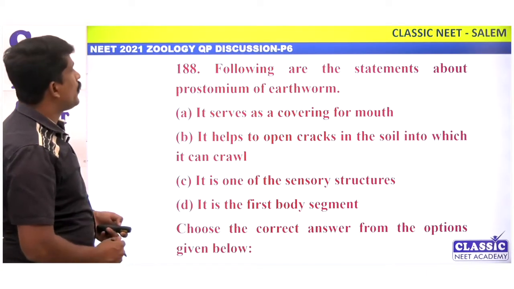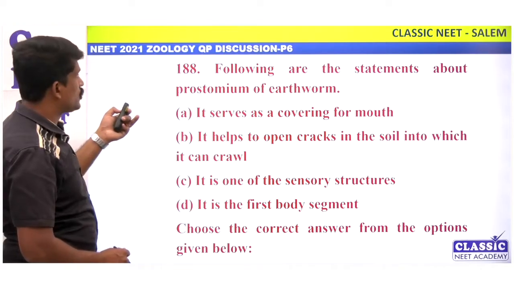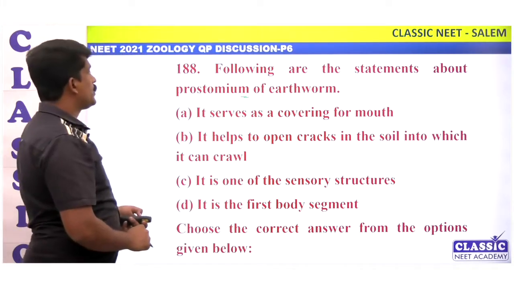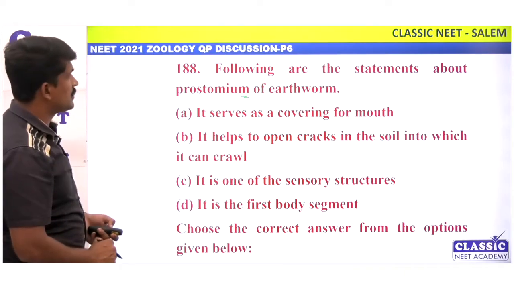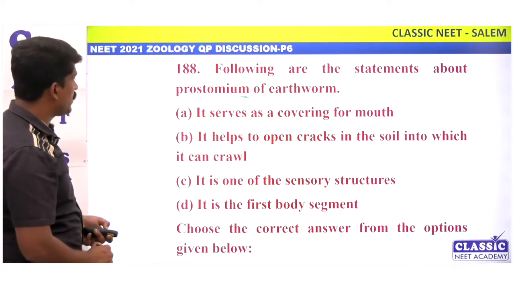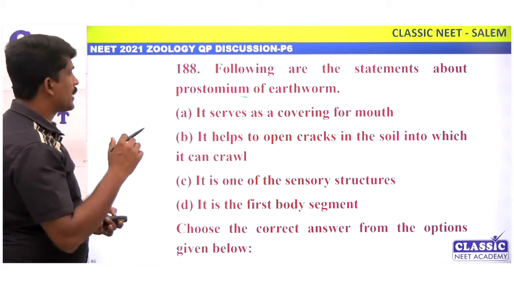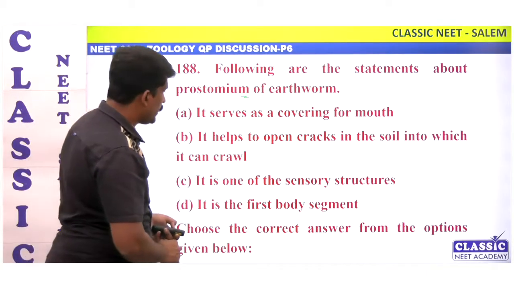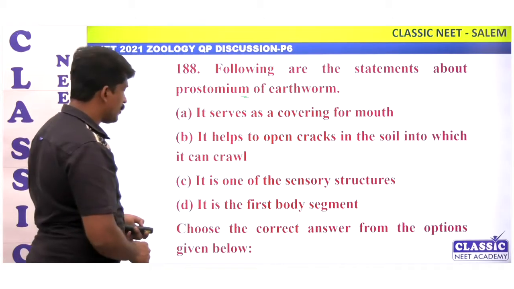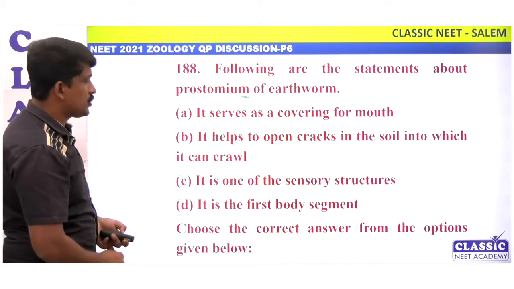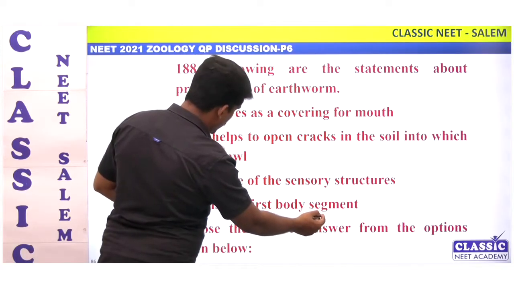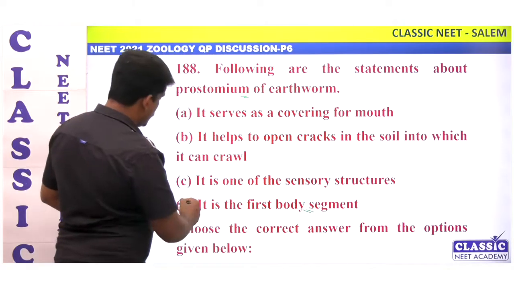Very good. Following are the statements about the prostomium of earthworm. Prostomium of earthworm. Please go through the options. It serves as a covering for the mouth, it's given correctly. It helps to open cracks in the soil into which it can crawl, that's also true. It is one of the sensory structures, that's also correct. And finally, it is the first body segment. Actually, the first body segment is not the prostomium, actually it is the peristomium. So only this one will be wrong.